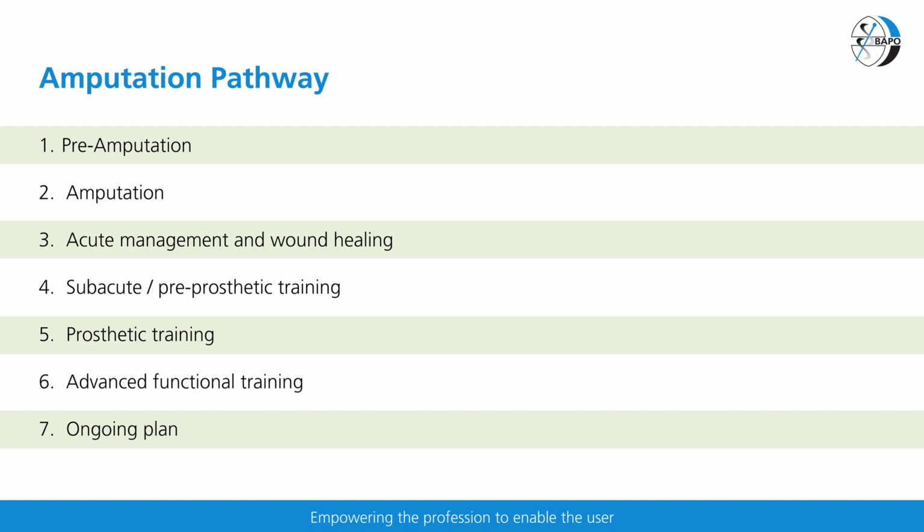Finally, the ongoing plan is in regards to life moving forward beyond the rehabilitation phase. This will include regular reviews of their prosthesis, adaptation to new prostheses and technology, or more advanced training for newly acquired skills, for example. Depending on your clinic and service delivery, support workers may be involved with all phases.